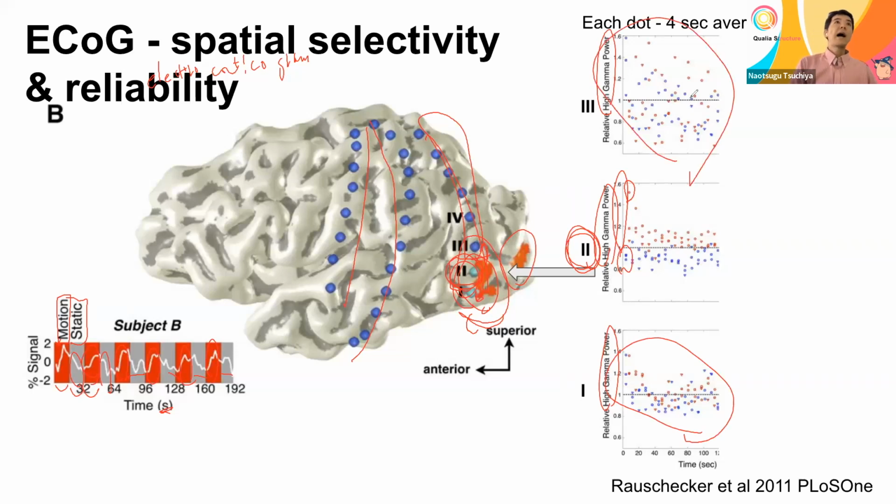So it's highly spatially selective, and this is just an average over 4 seconds, and each dot is a repetition across many different trials. So unlike fMRI, it's extremely reliable and stable per individual. It's almost 100% decodability between the motion versus non-motion.